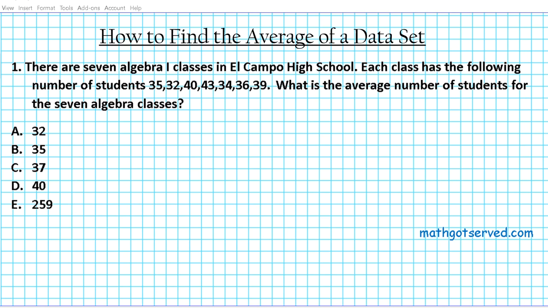Alright, so let's get started by writing down the formula that will guide our problem solving process, and then we'll apply it to this problem. The formula for calculating the average of a data set is as follows. The average is the sum of the elements in the data set divided by the number of elements.